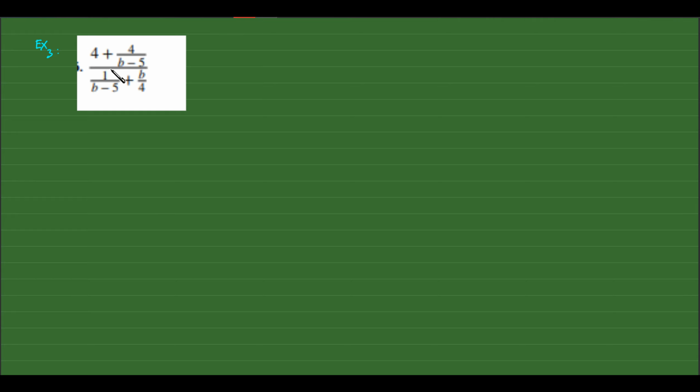So because this has a bigger bar right here, I mean it's a division. So every time you see the big fraction like this, as I said in the previous example, you just rewrite it with the division symbol. So this has become 4 over b minus 5. Okay, put everything in parentheses, divided by b minus 5 plus b over 4. Put everything inside parentheses.